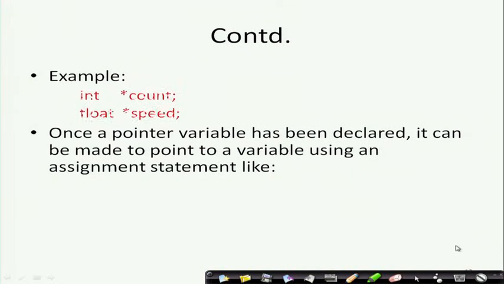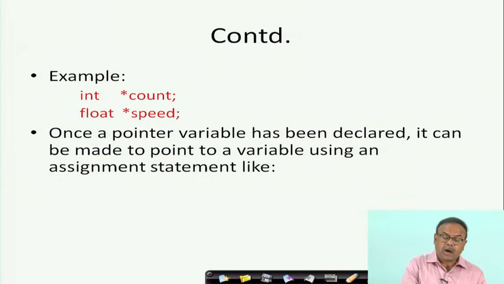So, here is an example, int star count. What does it mean? That means count is a pointer variable. Why a pointer variable? Because this is preceded with a star. And where can this pointer variable point to? To all data variables of type integer. Speed is again a pointer because it has got this asterisk, and where can speed point to? Speed can point to variables of type float.